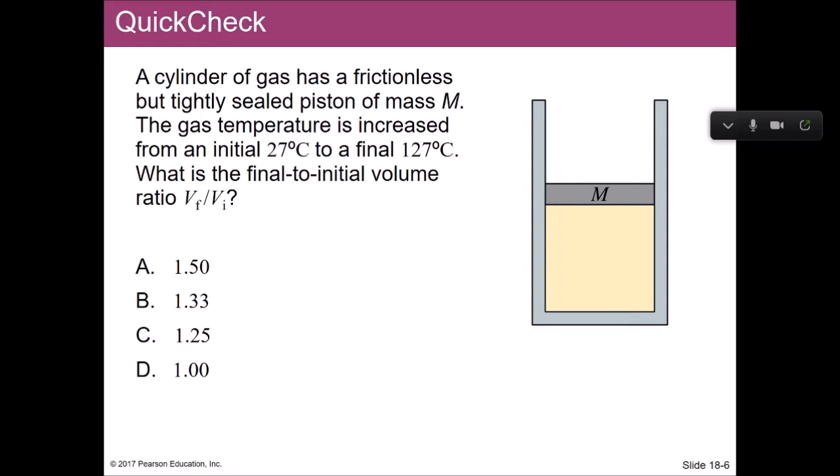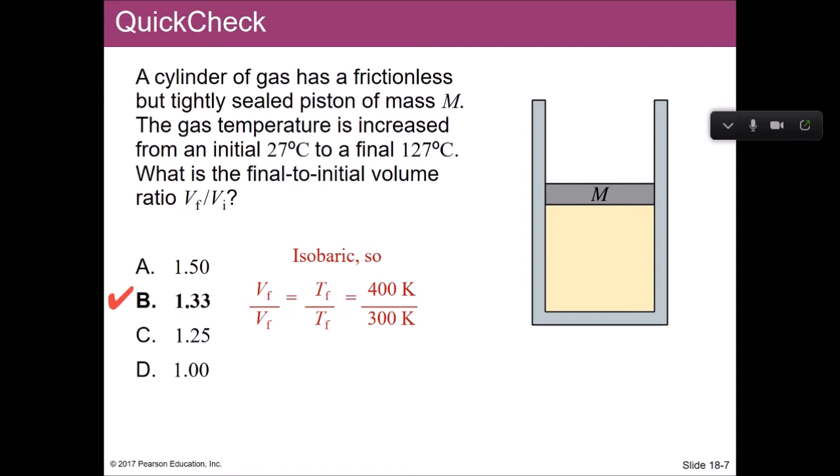A cylinder of gas has a frictionless but tightly sealed piston of mass M. Gas temperature is increased. What's the final to initial volume ratio? Okay, so think about this for a minute. The answer is B. So just like in the previous isochoric example, in an isobaric example, we're going to have the number of moles not change.